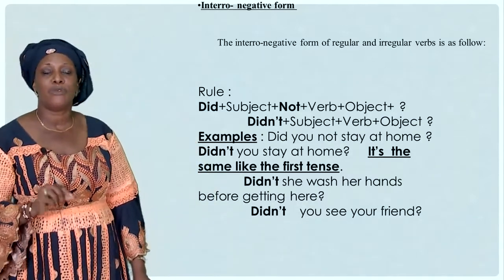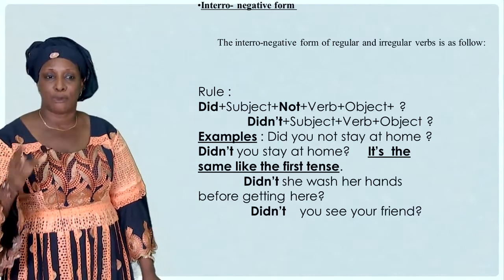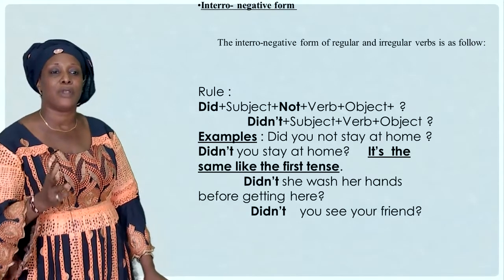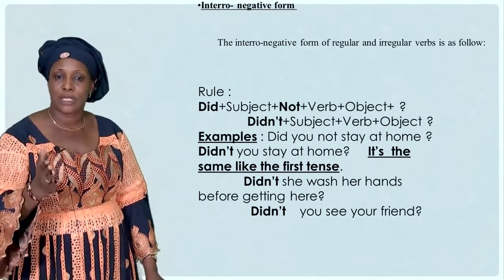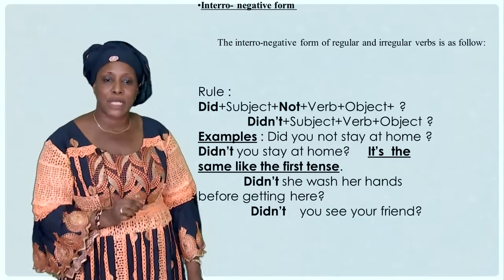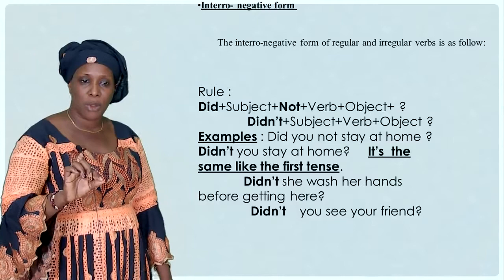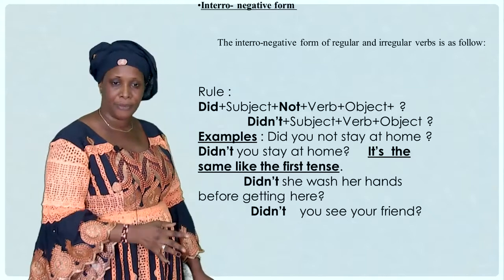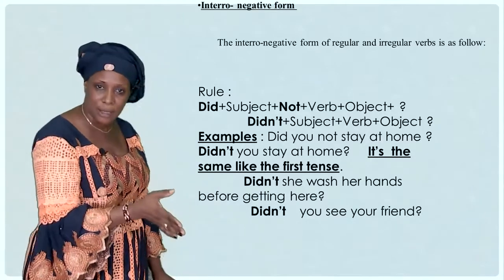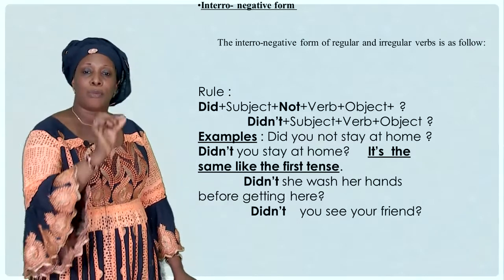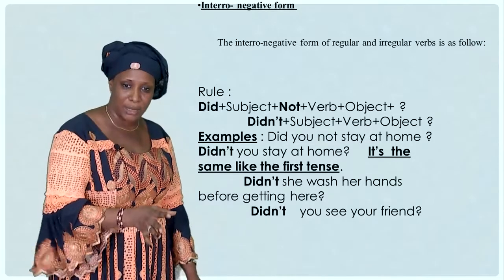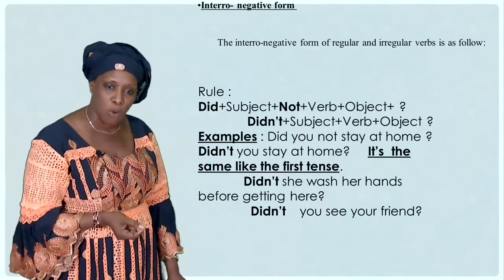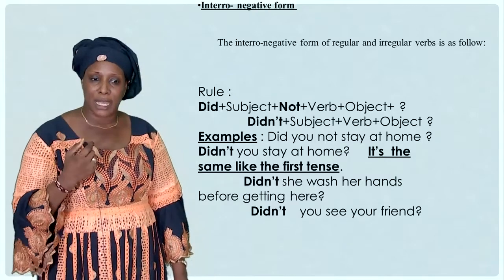Now, let's move to the interrogative form. The interrogative form of regular and irregular verbs is as follows. This is the rule: did plus subject plus not plus the verb plus object plus question mark, or didn't plus subject plus the verb plus object plus question mark. Examples of sentences: Did you not stay at home? Question mark.